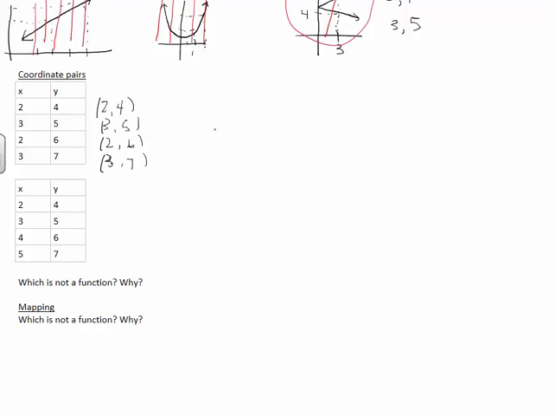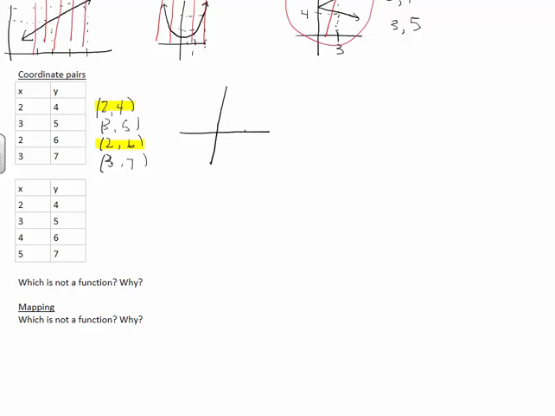So as long as all of your inputs only have one output, then it's a function. But in this case here, we see that we have one input of number 2, your x value. X is always your input. You have one x value, but it produces 2 y values. So that would not be a function.